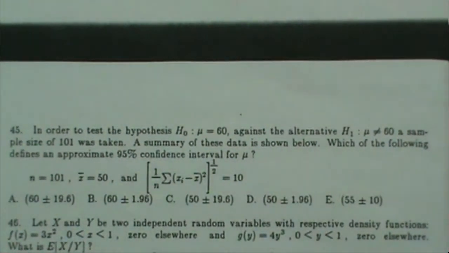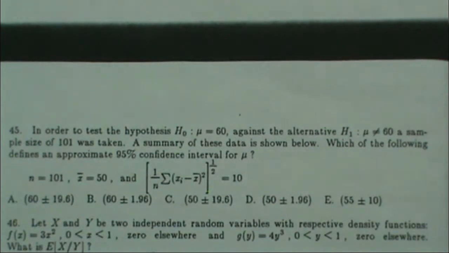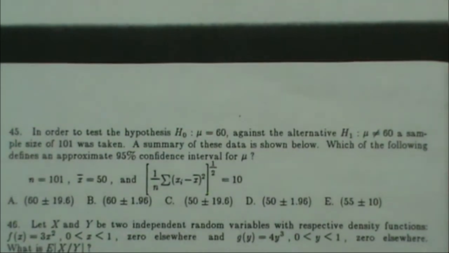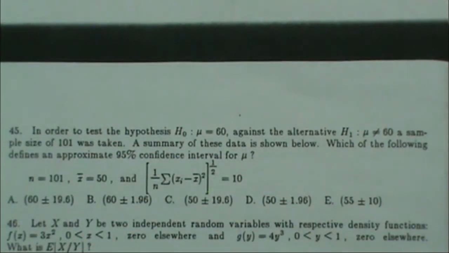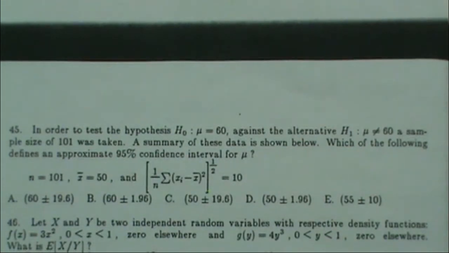Problem 45. In order to test the hypothesis that mu is equal to 60 against the alternative that mu is not equal to 60, a sample size of 101 was taken. A summary of this data is shown below. Which of the following defines an approximate 95% confidence interval for mu?